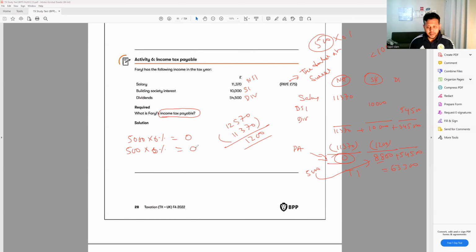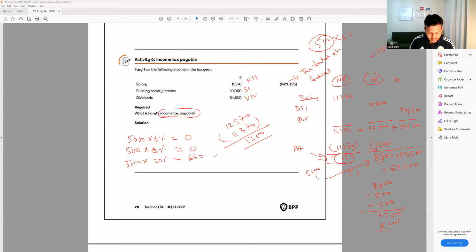Then how much do we have remaining? From 8,800, 5,000 is 0 rated. Then another 500 is my allowance. So how much do you have remaining here? You have 3,300. On this 3,300, I have to pay the basic rate, 20%. So 3,300 at basic rate 20%, and that will give me 660.